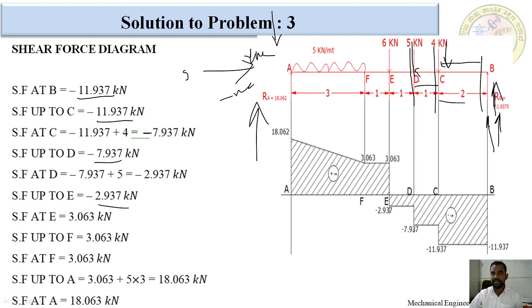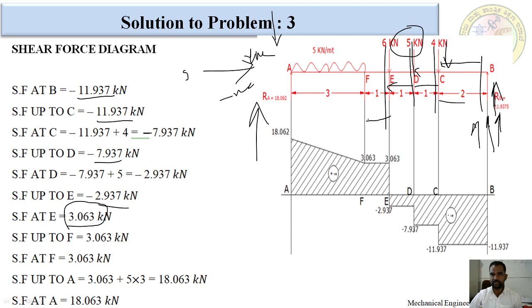Okay. At this point we got with same only. Up to this, I am going to take section over here. This is positive force, these three are negative force. For that reason, I am going to do negative 11.937, positive 4, positive 5, positive 6. Then we will get positive 3.0637. Up to this point we got 3.063 kilonewton at E point.